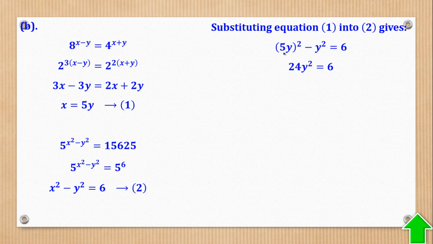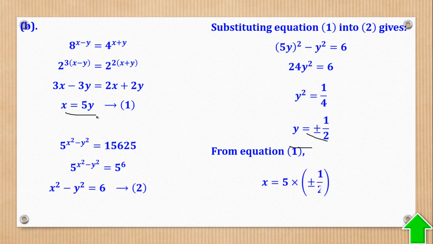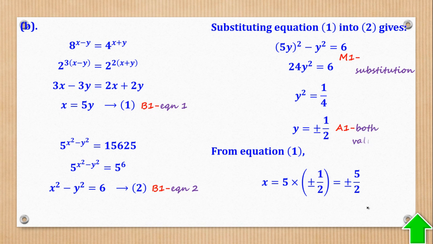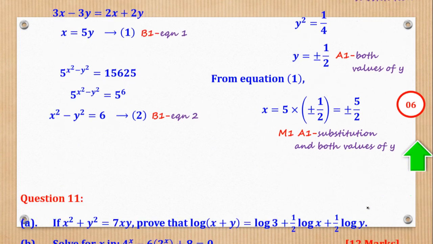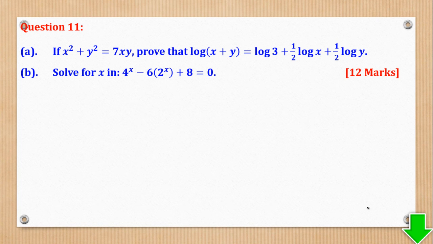Collect like terms and then divide through by 24 to get y squared. Put square root on both sides to get the values of y. Plus or minus should be same. Then from equation 1, I can get the value of x, which is plus minus 5 over 2. And that's what they wanted. That was question 10. Now question 11, part A says, if this is that, prove that this is equal to this.